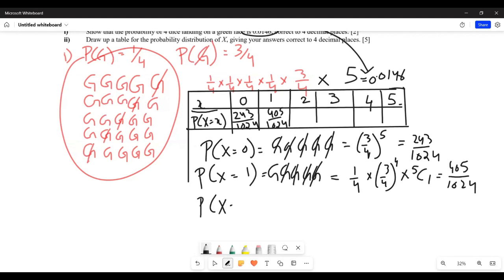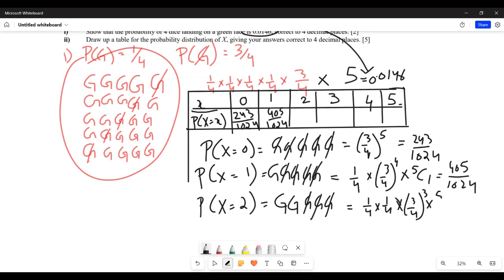Then there's a case where there are 2 green outcomes. So 2 of the dice have green at the top, and the remaining 3 dice do not have green at the top. So that's going to be 1 by 4 times 1 by 4 times 3 by 4 to the power 3, and times 5C2, because these are 2 and there are 5 spots. This gives 90 over 1024.